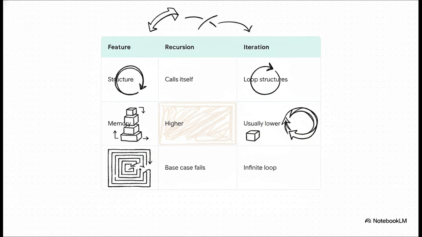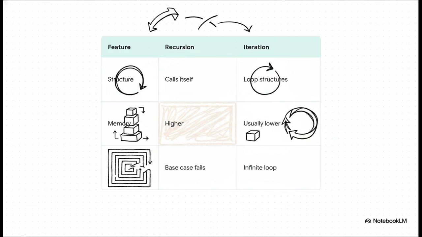Iteration uses a standard loop structure, which generally demands much lower memory overhead. And honestly, it's often easier for beginners to trace. Recursion, on the other hand, calls itself. While it can demand a higher memory cost because of that call stack we just talked about, it is incredibly elegant. When a problem naturally breaks down into smaller subproblems, recursive code can be highly readable and cleanly match the logic of the problem itself.